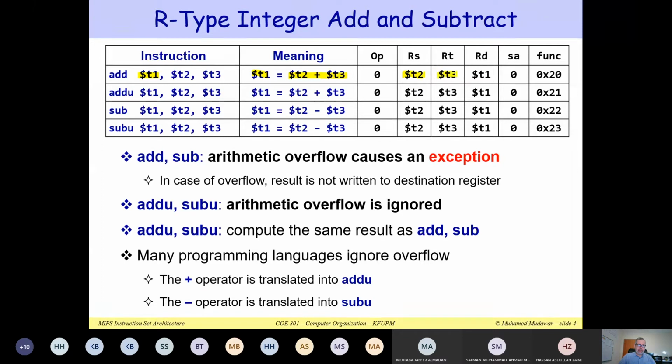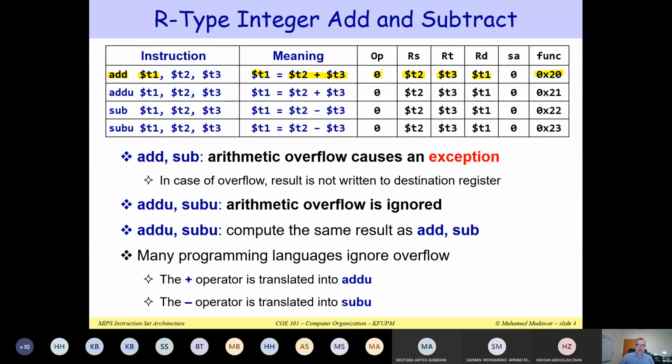So these are the fields that appear inside the instruction. Now remember that T1 here is register number 9, so 9 will be encoded in binary inside the RD field. T2 here will be register 10, and T3 will be register 11. Notice that the opcode is equal to 0, indicating that this instruction is an ALU R-type instruction, and the function code is shown here in hexadecimal, 20 in hexadecimal, for the add instruction. So that's the function code.